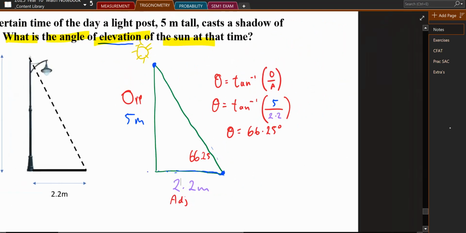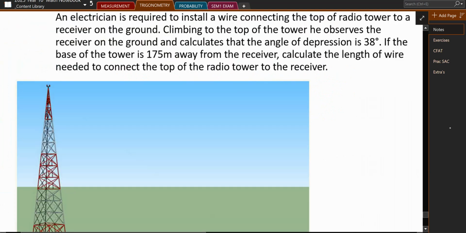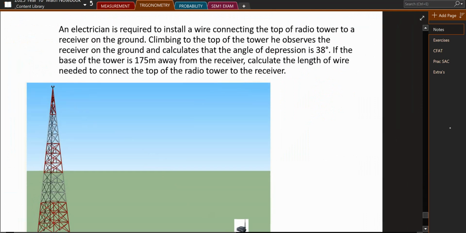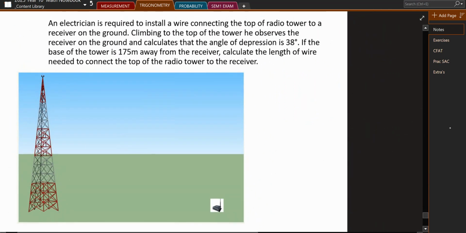All right, let's go to another question. The diagram is already drawn, but just watch here how we draw the diagram so you know what you need to do. A wire connecting the top of the radio tower to a receiver on the ground. So what we're trying to do is connect this top to a receiver down here. They want to create some sort of a wire. Climbing to the top of the tower, he observes the receiver on the ground and calculates an angle of depression of 38 degrees.